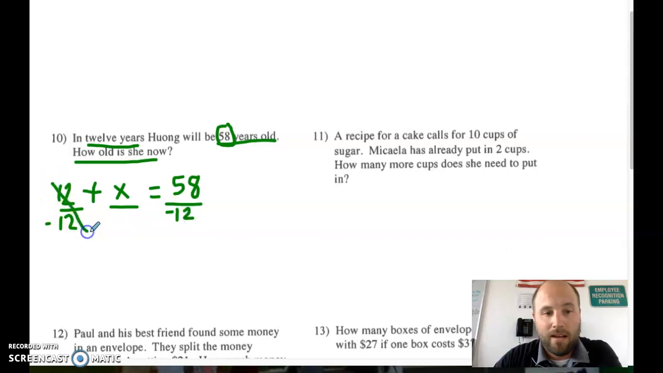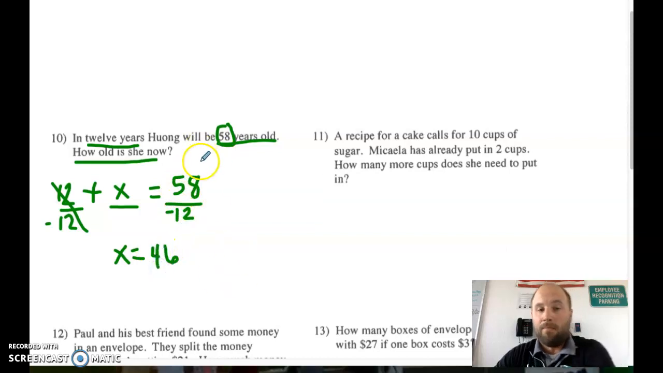See that? And yes, you're left with x. And you're left with 8 minus 2 is 6, 5 minus 1 is 4. Now, most of you would just go, hey, I'm going to take 58 and subtract 12 from it, and that'll tell me how old he is now. Yes, but we want to represent the equation that that does.